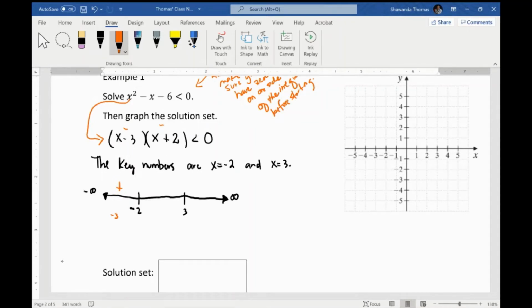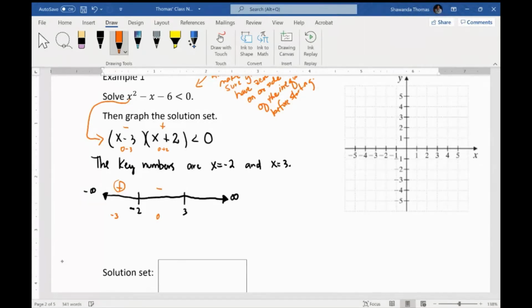What number do you want to choose that's between -2 and 3? What's the easiest number you can think of? 0. I like plugging in 0. 0 minus 3, is that negative or positive? Negative. What about 0 plus 2? Positive. So ultimately, the values in this middle interval, are they negative or positive?